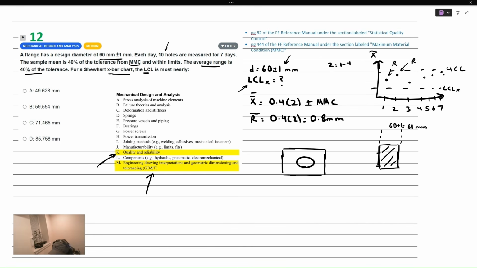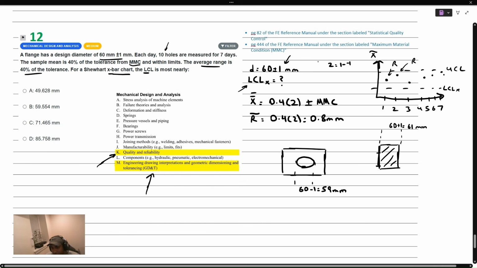Now, what about for a hole? For the hole, it's a little bit different, right? If we're thinking about the maximum material condition for a hole, or the most amount of material used for a hole, it's when the hole is as small as possible. So that'll be 60 minus 1. That's 59 millimeters is actually the maximum material condition here. So that's the maximum material condition for a hole, and we don't have a cylinder in our case, right? We're measuring holes inside of a flange. So we have 59 millimeters here.